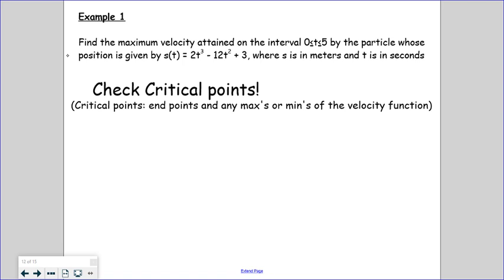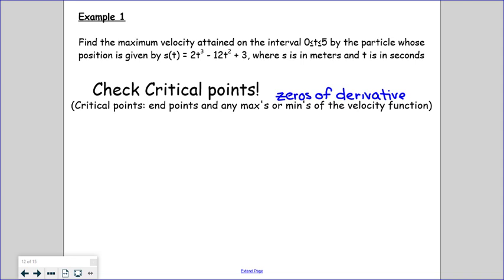And maxes and mins are going to happen at the zeros of the derivative. And that is a generic occurrence. If they ask us for the max or the min of a position function, we would look at the zeros of the velocity. If they ask us for the max or mins of the velocity, we would look at the zeros of the acceleration function. If they wanted the max or mins of the acceleration function, we'd have to find its derivative and look at the zeros of that.